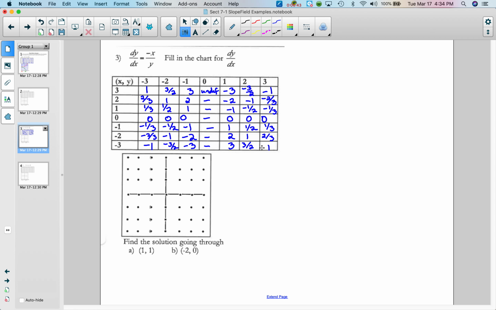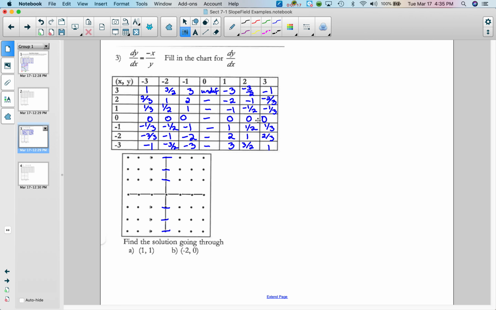And then the next thing we have to do is plot all those slopes. So I'm going to start with the zeros like I did before. So at the point 0, -3, we have a 0. At the point 0, -2, we have a 0. At 0, -1. At 0, 0, it's undefined, so I'm not going to mark it. At 0, 1, we have this. At 0, 2, and 0, 3. So we have all those. Those are easy to draw.